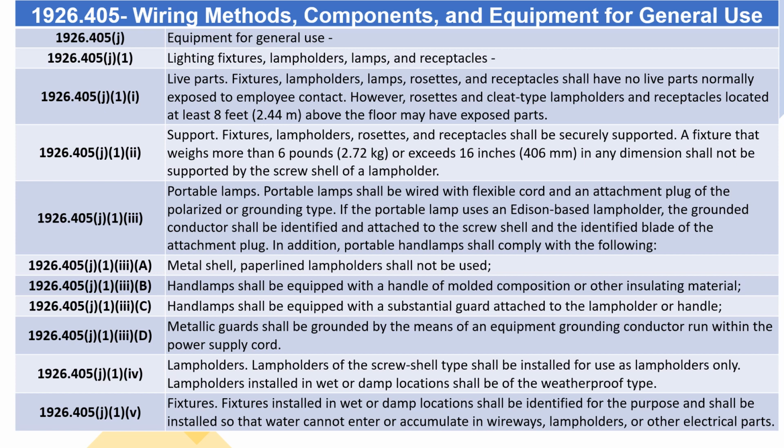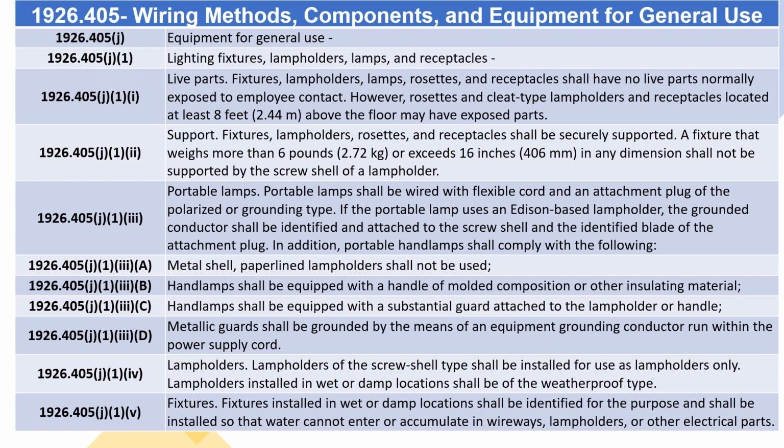1926.405(j)(1)(iii), portable lamps. Portable lamps shall be wired with flexible cord and an attachment plug of the polarized or grounding type. If the portable lamp uses an Edison-based lamp holder, the grounded conductor shall be identified and attached to the screw shell and the identified blade of the attachment plug. In addition, portable hand lamps shall comply with the following.